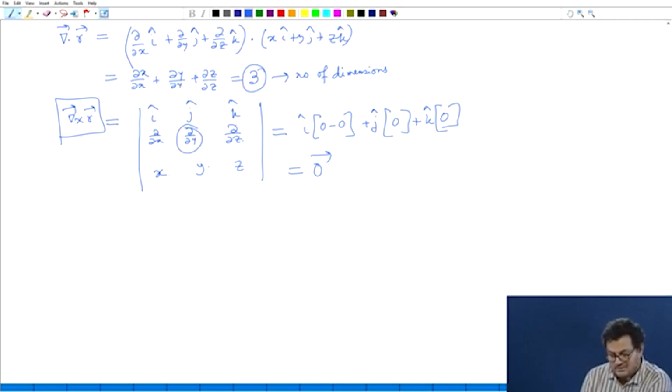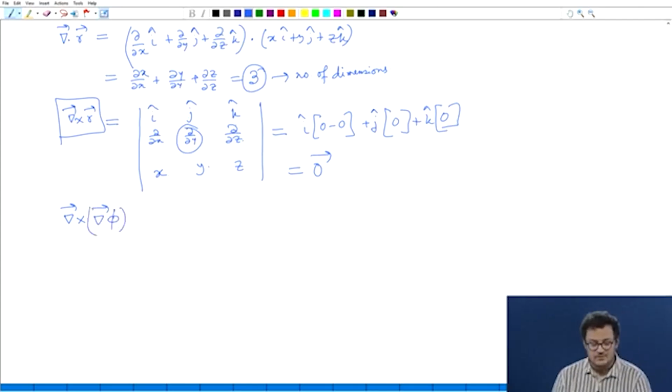Then I will do two other things. First is the curl of a gradient of a scalar. We have already seen this type of thing while talking about the conservation of energy, where the force had to be in a form like this. Now, what will this be? This phi can be an arbitrary scalar.